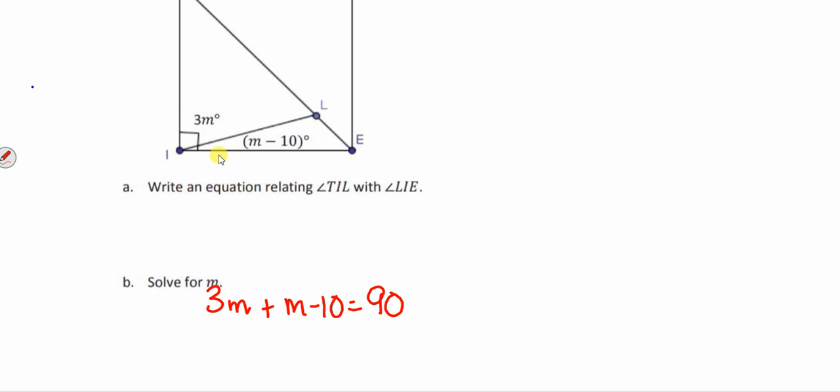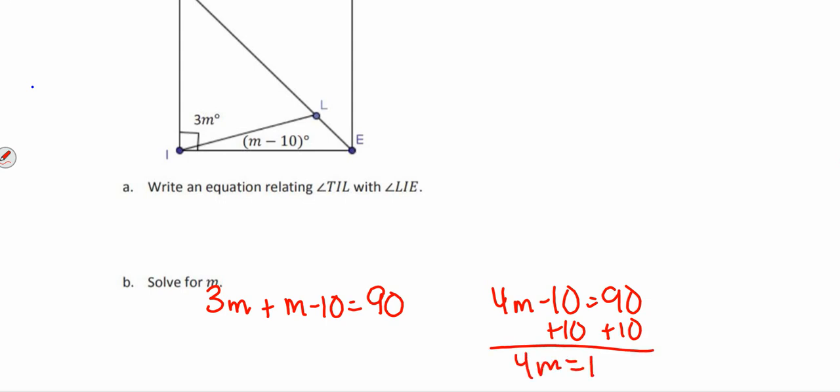All right, so 3M plus M minus 10. Let's go ahead and combine. 3M plus M is going to give me 4M minus 10 equals 90. All right, so we add 10 to both sides. We get 4M equals 100. Divide each side by 4. We find out M has to equal 25 degrees. So remember that. M has to equal 25 degrees.